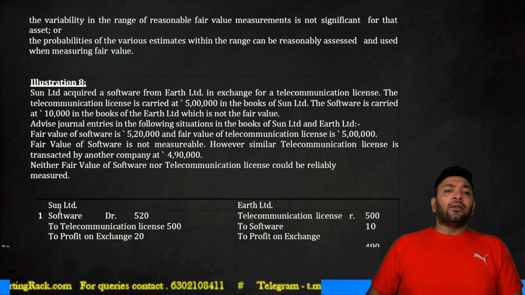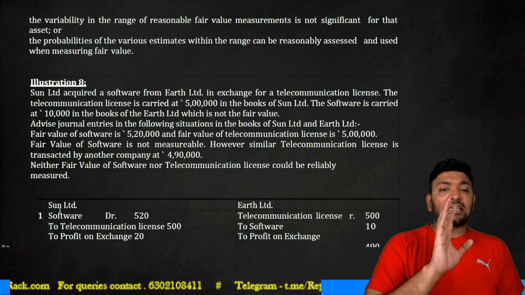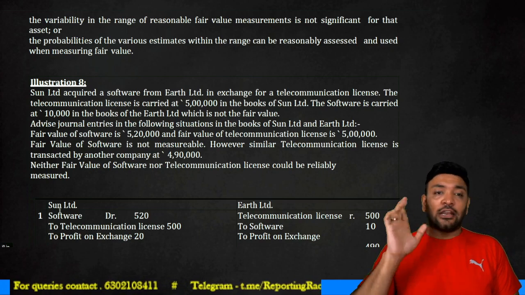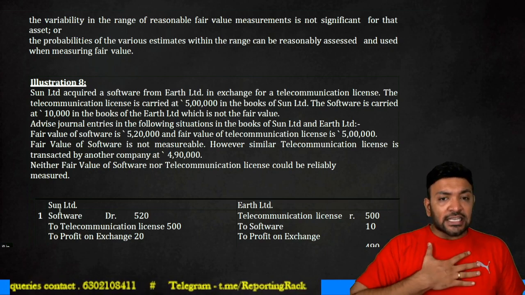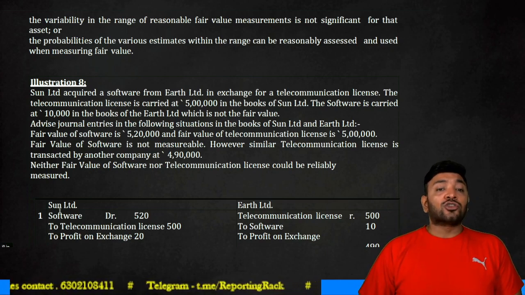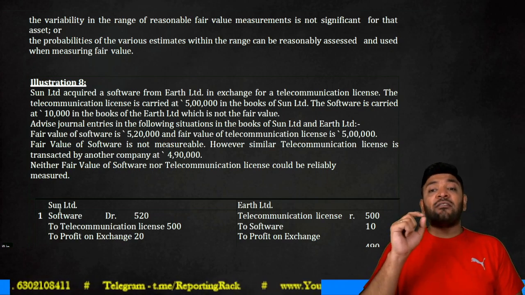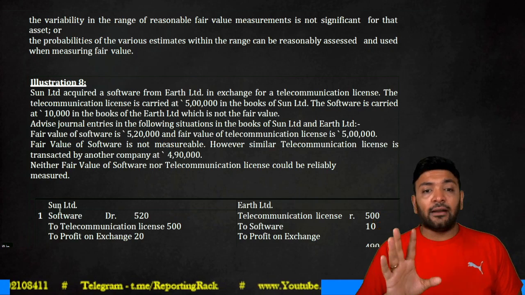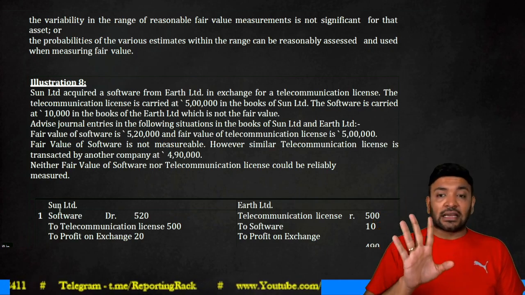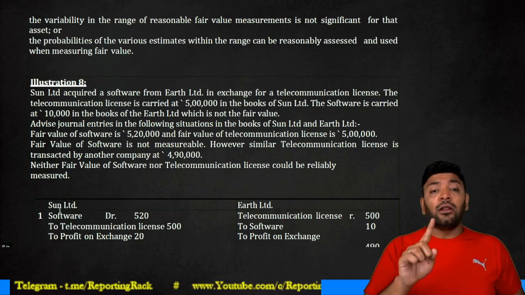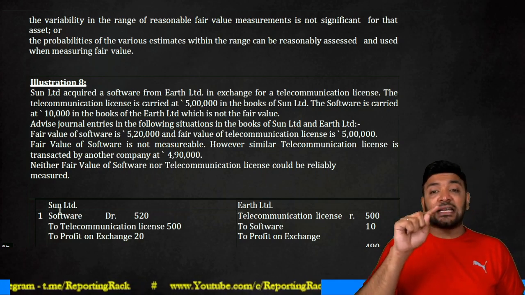First case, think about who is transacting with whom. Sun acquired software in exchange of their telecom license. So for Sun, first entry, software you have acquired has a fair value of 520. The fair value of telecom license is 500. Guys, when both fair values are clearly visible, then you can record it as per their fair values, or you can take the fair value of the asset given up.